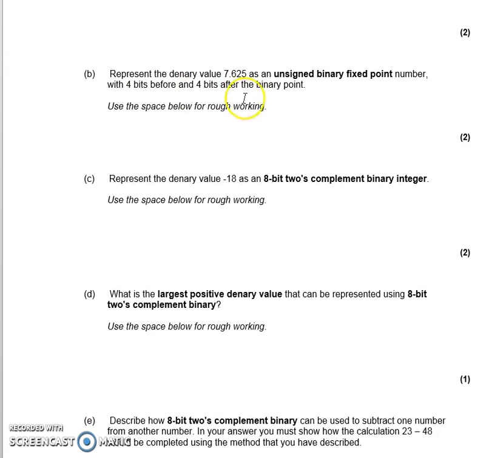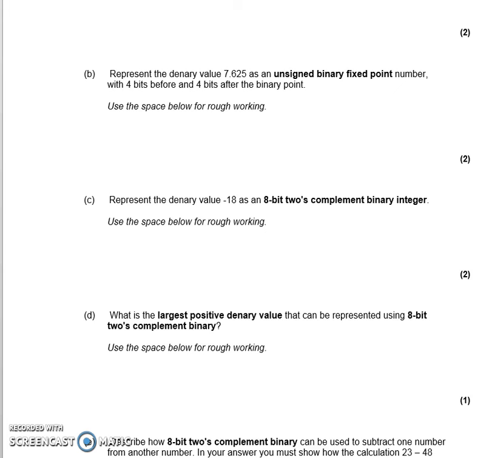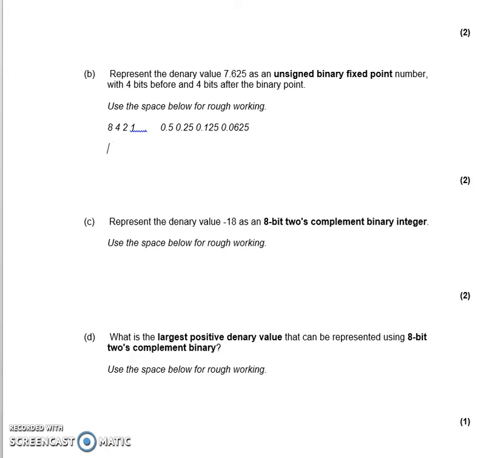You can gain 2 marks for showing the process in the final answer. The next question is asking us to represent the denary value 7.625 as an unsigned binary fixed point number, 4 bits before and 4 bits after. So therefore we've got 8, 4, 2, 1, a binary point, and we've got 0.5, 0.25, 0.125, 0.0625. So for 7 we've got no 8, we've got 4, we've got 2, we've got 1, dot, and then to get .625 we've got 0.5 plus 0.125.